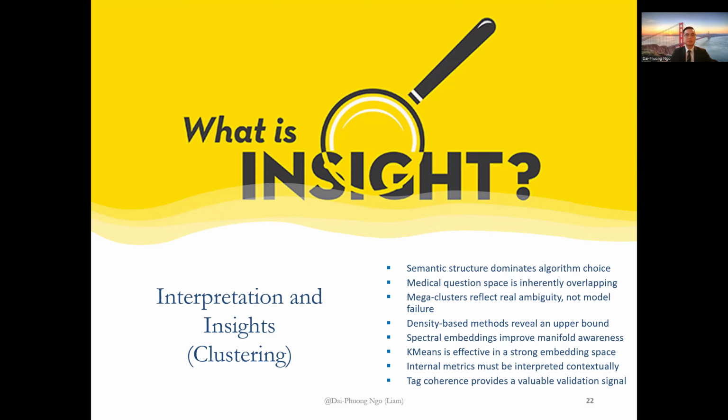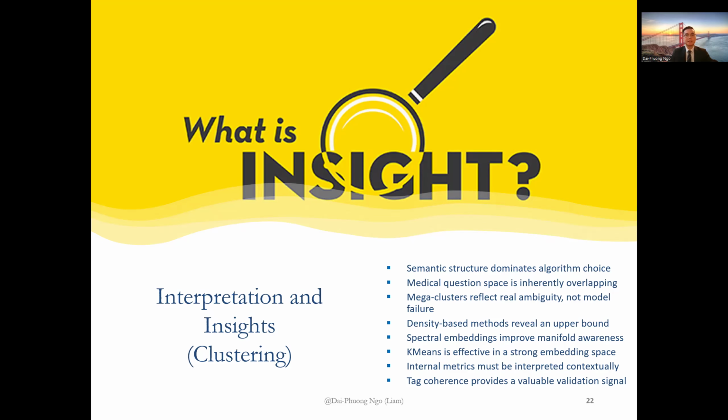Density-based methods reveal an upper bound. OPTICS identifies extremely coherent microtopics but sacrifices coverage, highlighting the trade-off between purity and completeness. Spectral embeddings improve manifold awareness. Nyström spectral approximation captures nonlinear structure while remaining scalable. KMeans is effective in a strong embedding space. When applied after semantic and spectral transformations, KMeans produces stable, interpretable clusters.